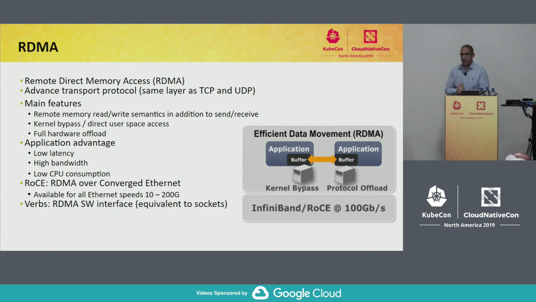I mentioned RDMA. Let me just give you a quick explanation of what RDMA is. RDMA is remote direct memory access. It is a transport service. You probably know TCP and UDP, so it's in more or less the same layer. But it was designed much later, and it is much more advanced in terms of feature set. It gives us the ability to do read and write over the network, not only send and receive. And it gives us the ability to do kernel bypass.